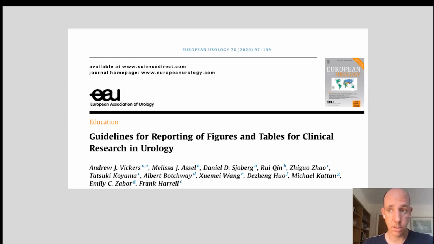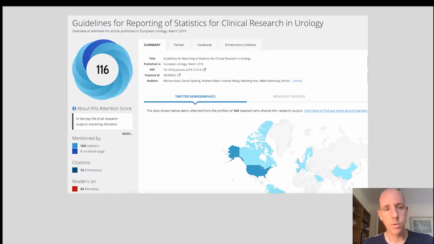So your figures should not duplicate the text that's written in the results section. Your results should be smooth and transparent and should match the figures without duplication. Same for the tables. Finally, we also have statistical guidelines. So again, look at these. These have been very well read around the world. We had them initially published in European Urology, and they've now been adopted across all the urology journals.